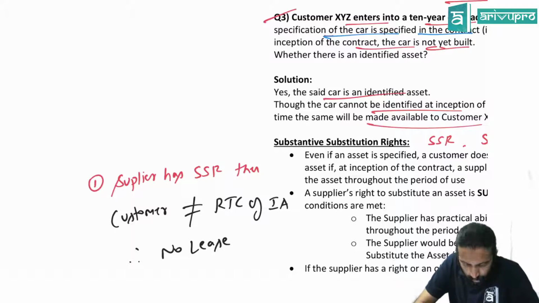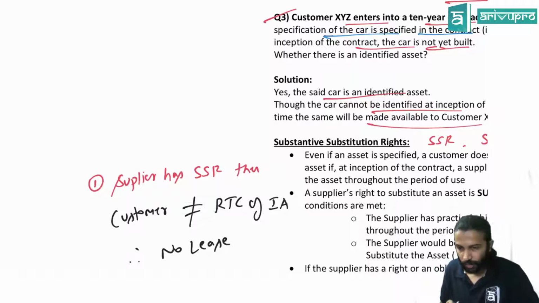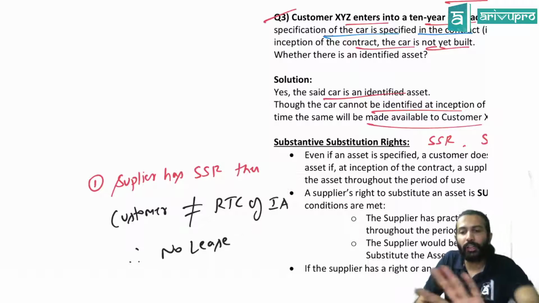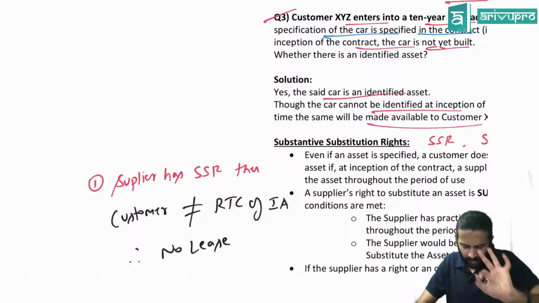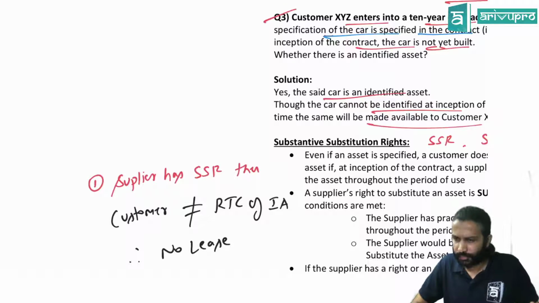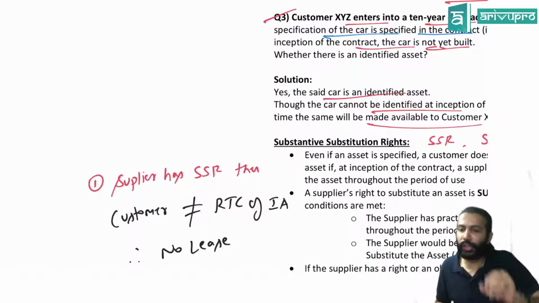Or if you want to put it in a further simple way: if the supplier has SSR, it is not a lease. In simple terms, if the supplier has SSR, then it is not a lease. This is the fundamental point. Got it? Can we know the meaning of it now? What is SSR now? SSR means substantive substitution rights.